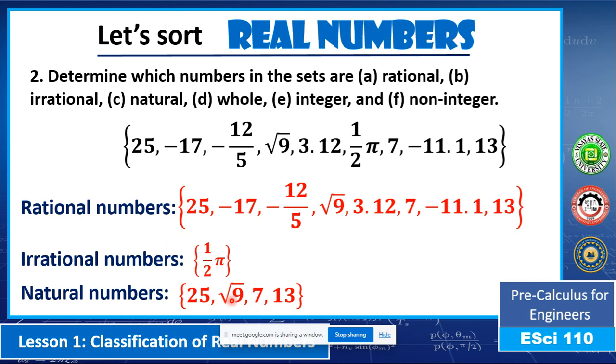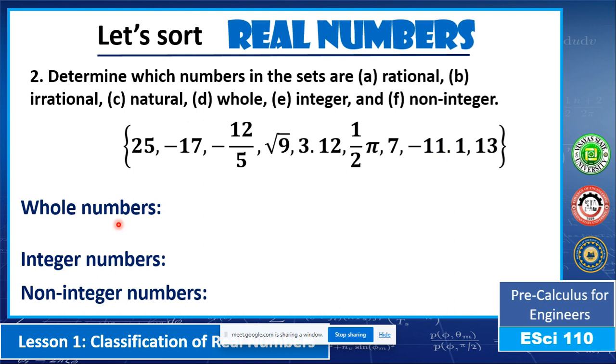So we only consider natural numbers for the positive 3. So write it only for positive 3 and not the negative 3. Because the negative counterpart, negative 3, is not a natural number anymore, but a negative integer. So next we have 7, of course a whole number, and finally we have 13. Negative 11.1 is not included since it is in decimal form. It is a decimal, so it is not a whole number.